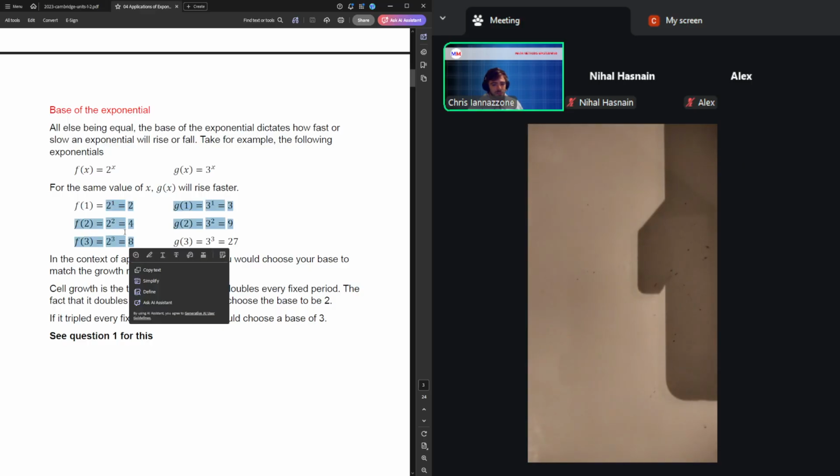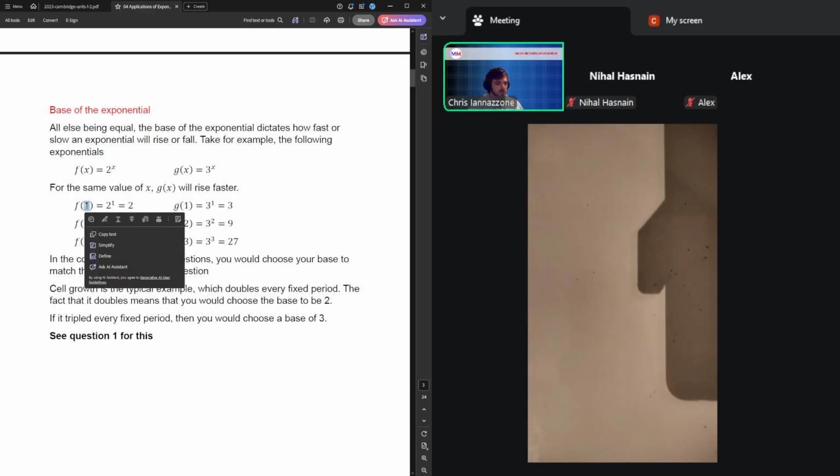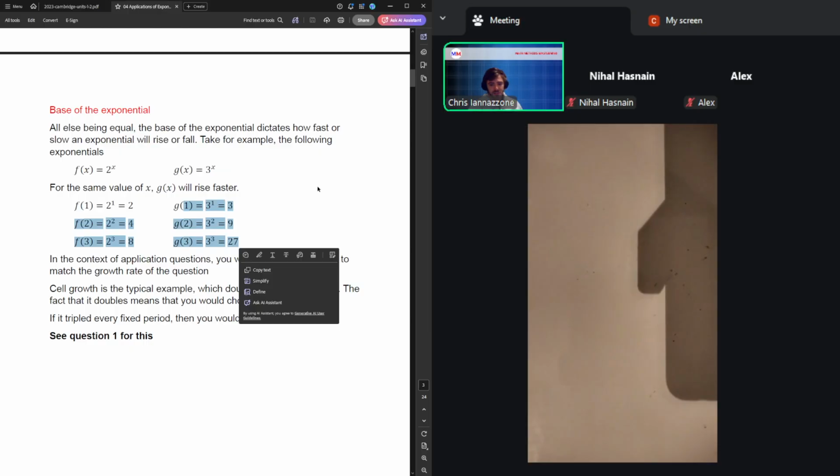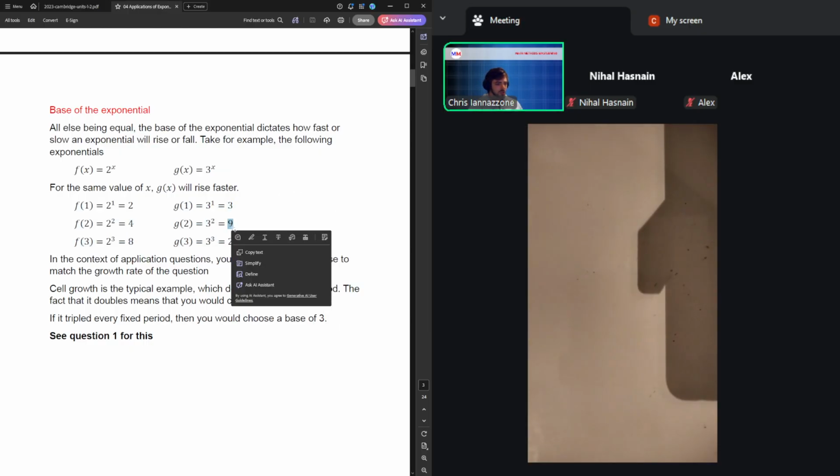Right? If we see the f of x values here, every fixed period, every integer value of time, you double whatever was previous. 2 doubles to 4, 4 doubles to 8. If it triples, you're in that g of x range now. 3 triples to 9, 9 triples to 27.